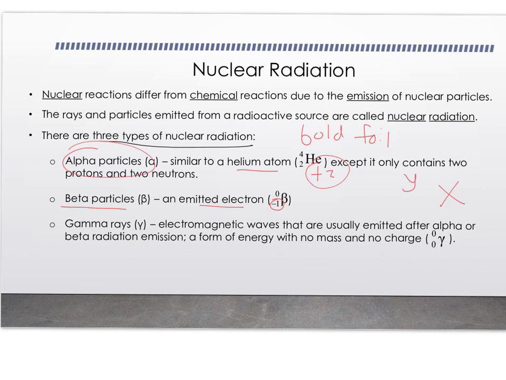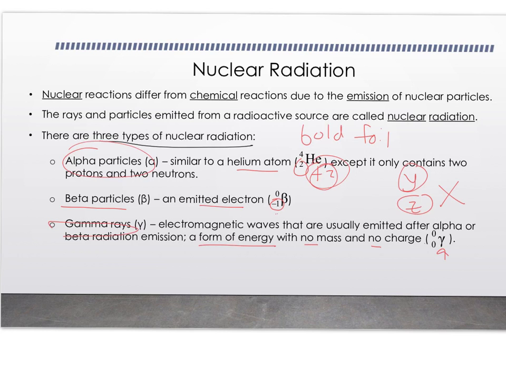Recalling isotopic notation, X is the symbol, Y is the mass, Z is the atomic number. So if you have an atomic number of -1, it is an electron. The atomic number of 2 is the element helium, except that it differs because it only contains protons and neutrons. Gamma rays are electromagnetic waves that are usually emitted after alpha or beta emission. These can occur through pretty much any nuclear reaction, and it's only considered a form of energy with no mass and no charge. Hence, you have the gamma symbol with 0 and 0.